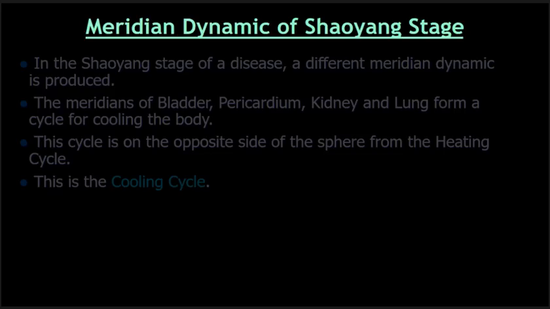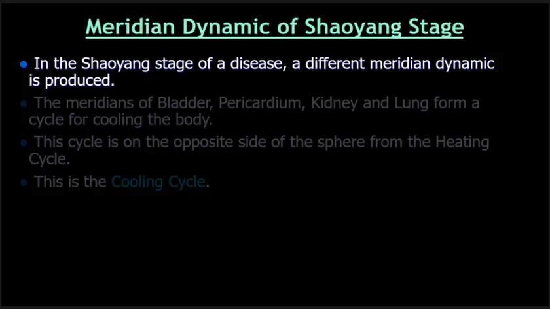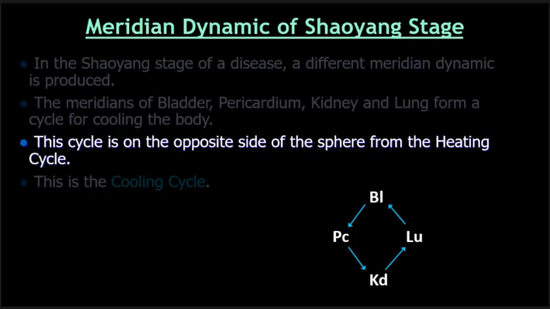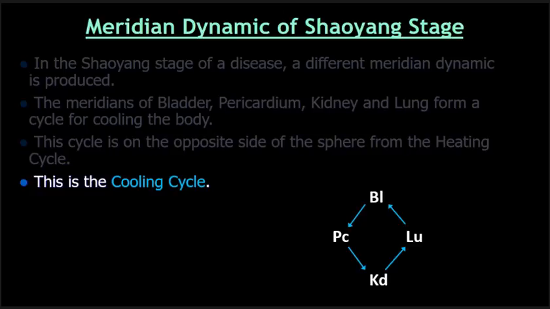Now the meridian dynamic of the Shaoyang stage. In the Shaoyang stage of a disease, a different meridian dynamic is produced. The meridians of bladder, pericardium, kidney, and lung form a cycle for cooling the body. This cycle is on the opposite side of the sphere from the heating cycle. It's on the back side. The heating cycle is on the front side. This is the cooling cycle. We're going to be looking at the cooling cycle primarily in this video.